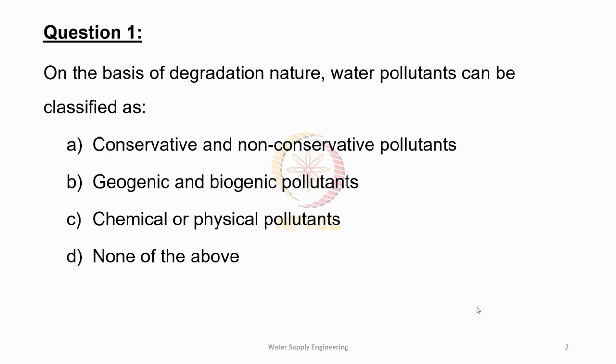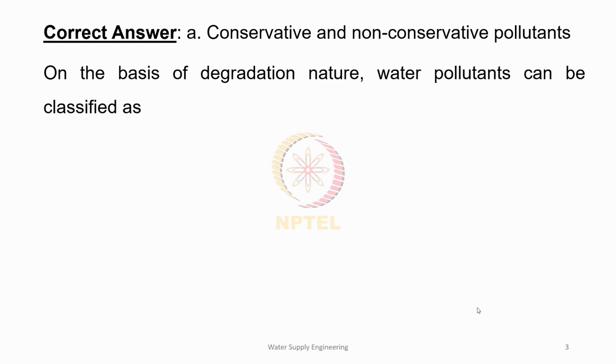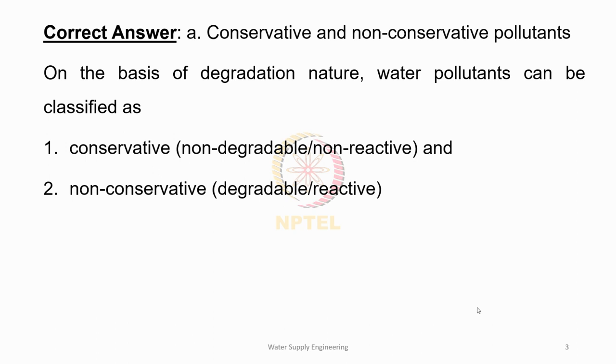Yes, as we have the answer in chat box, it's option A, conservative and non-conservative pollutants. So on the basis of degradation nature, water pollutants can be classified as conservative and non-conservative. Conservative is also known as non-degradable or non-reactive, whereas non-conservative is also known as degradable or reactive pollutants. So on the basis of degradation, we have conservative and non-conservative pollutants.